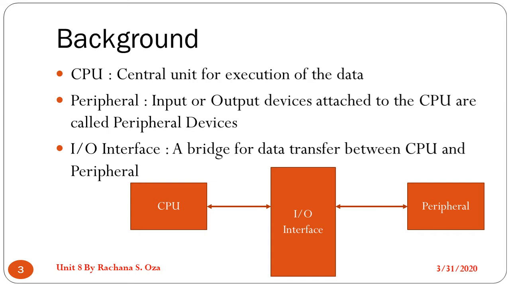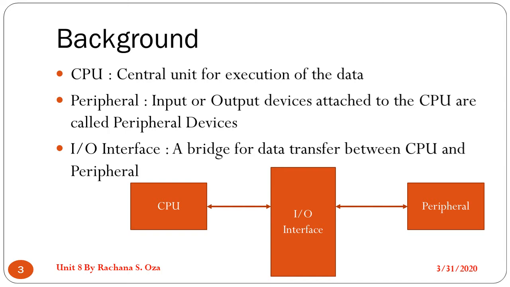On the current slide you can see that we have one block diagram consisting of three entities. First is a CPU, second is an IO interface, and third is a peripheral. Let us identify their roles and responsibilities. First, CPU. The CPU is the central entity for executing the user's program. All the instructions will be executed inside the CPU.